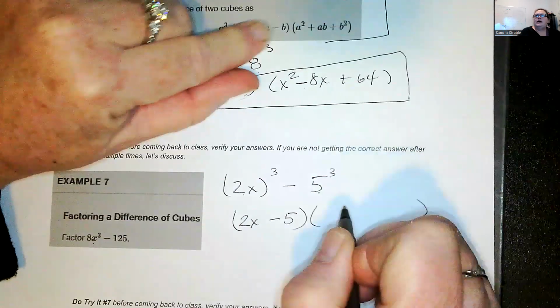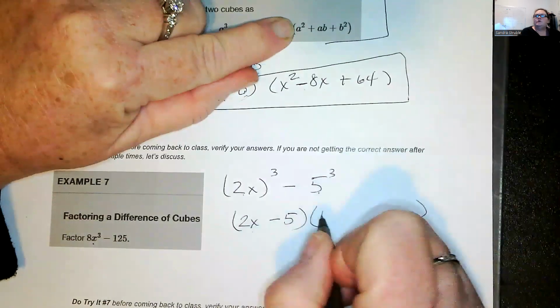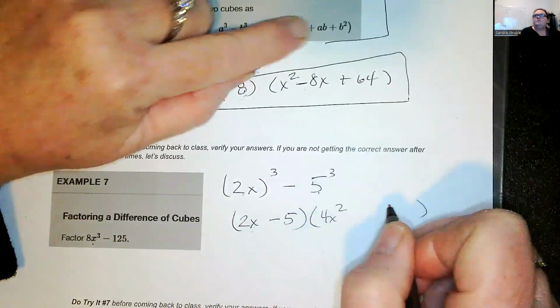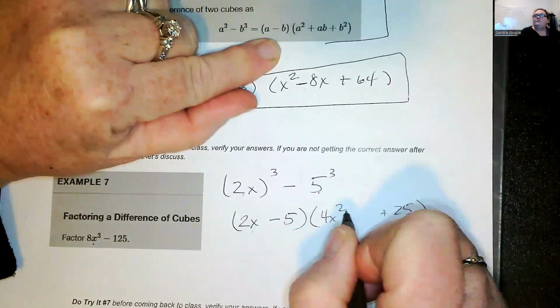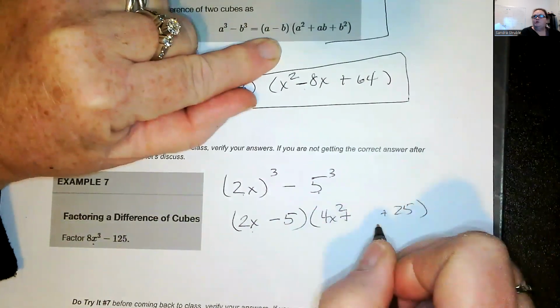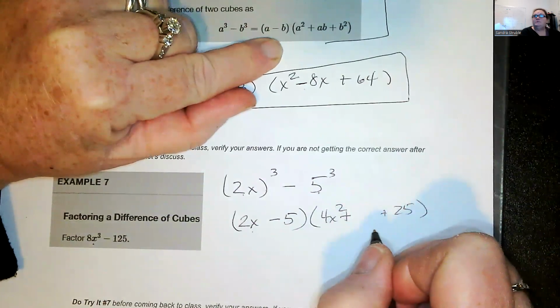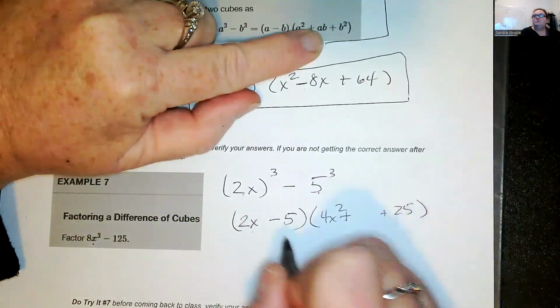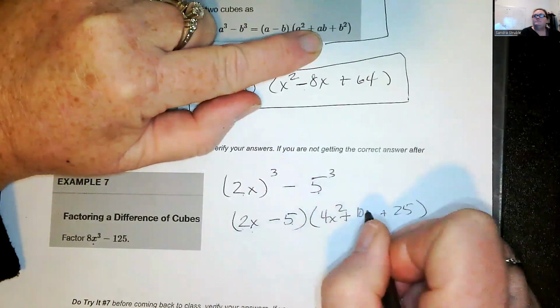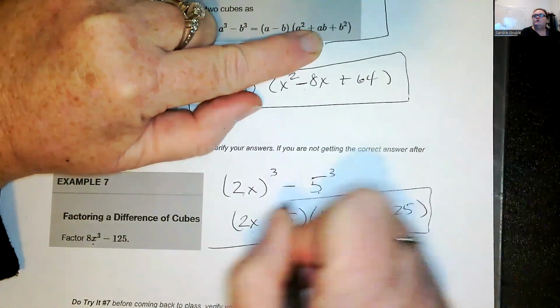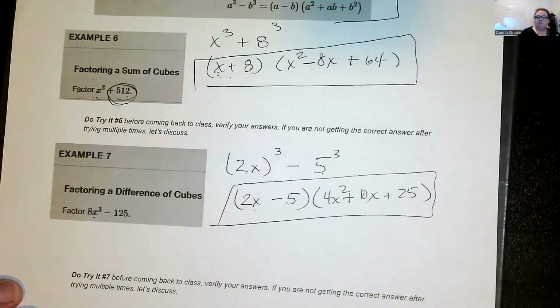times, take the A and square it. 2x squared is 4x squared. And then for the B squared is 25. All of these have to be positive in your trinomial when you're dealing with the difference of cubes. Okay. And then the middle term is just the multiplication of the 2x and the 5, which is 10x. And there is our answer for the difference of cubes.